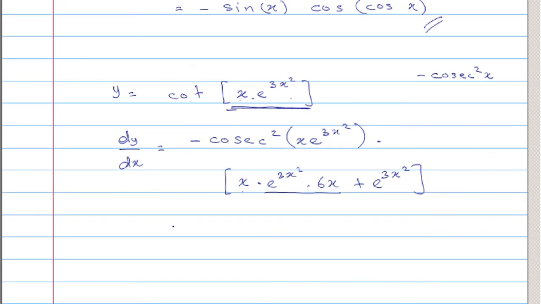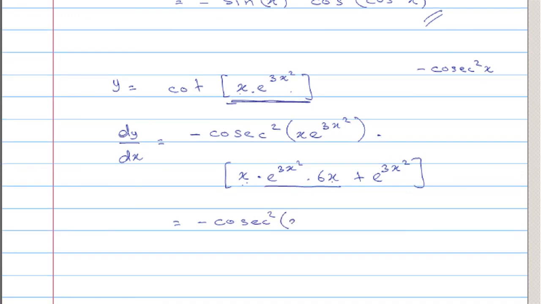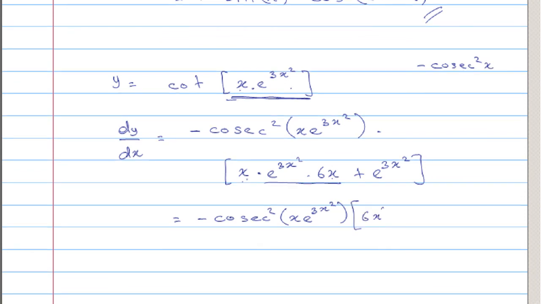Okay, and if I simplify this, this here can be written as 6x squared. So I'll rewrite this as minus cosec squared of x e to the power 3x squared times 6x squared e to the power 3x squared plus e to the power 3x squared.